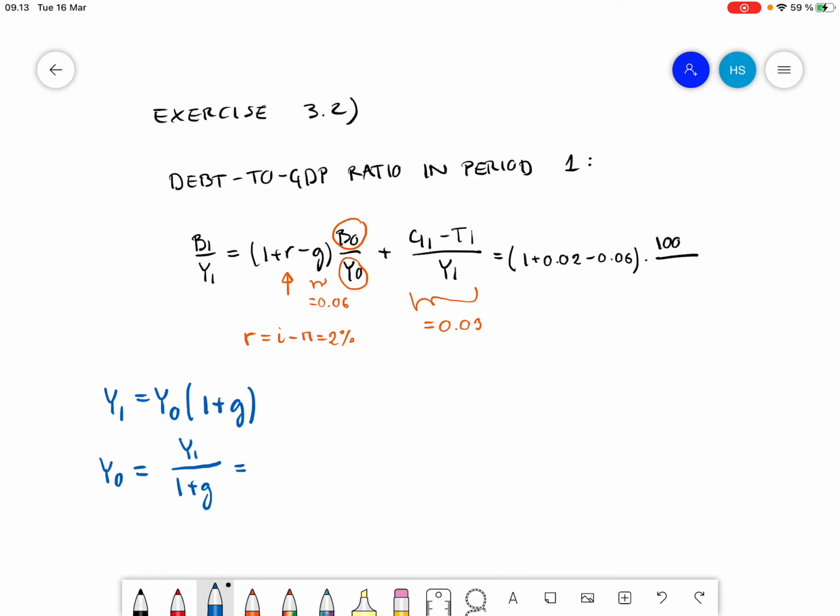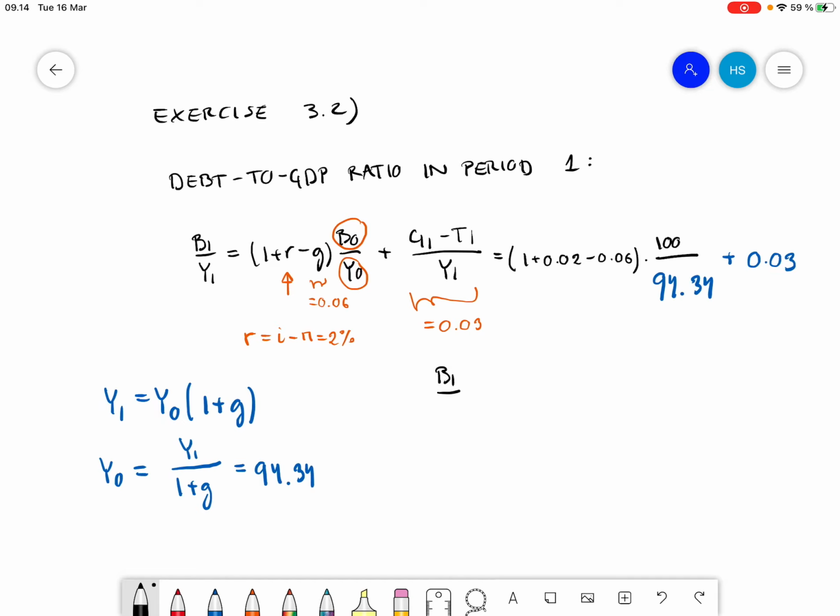So what is the output in period 1? That is 100, and 1 plus 0.06. So the output in period 0 is 94.34. So now we know output in period 0, that is 94.34, and the primary deficit relative to GDP remains constant, that is just 0.03.